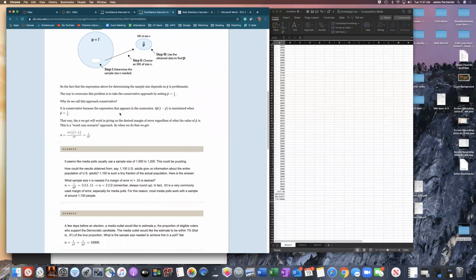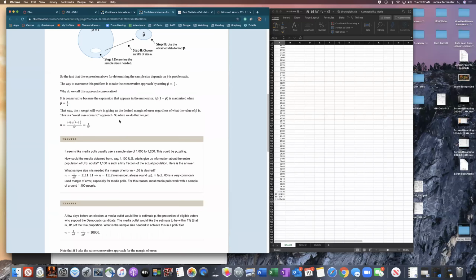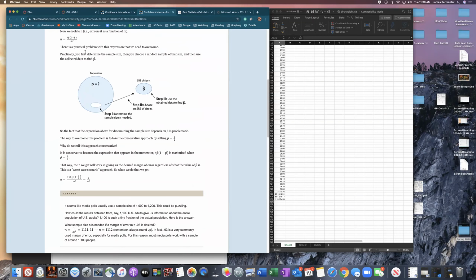Oh, and then they do, that's smart. Sorry, I feel like I'm just reading through this and thinking, oh yeah, that's a good idea. So what they do with this then is they try to maximize this. The way it's maximized is when p hat is equal to 1/2. So they throw in the 1/2, and they get 4 times 1/2 times 1 minus 1/2, which is just 1 over m squared.